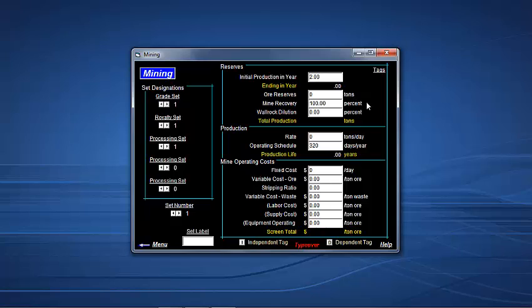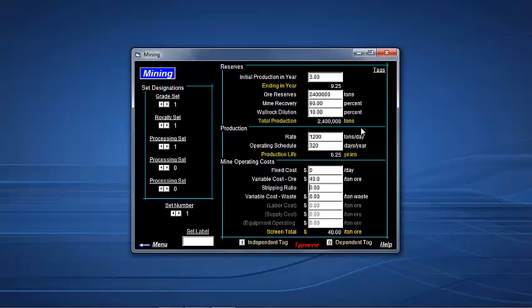For this particular project, we'll say production begins in year 3. Say we have 2.4 million tons of reserves. We'll recover 90% of those, and we'll say we'll inadvertently take about 10% waste during our mining process. We'll produce at a rate of 1,200 tons per day, and our mining cost will be entered at about $40 per ton.